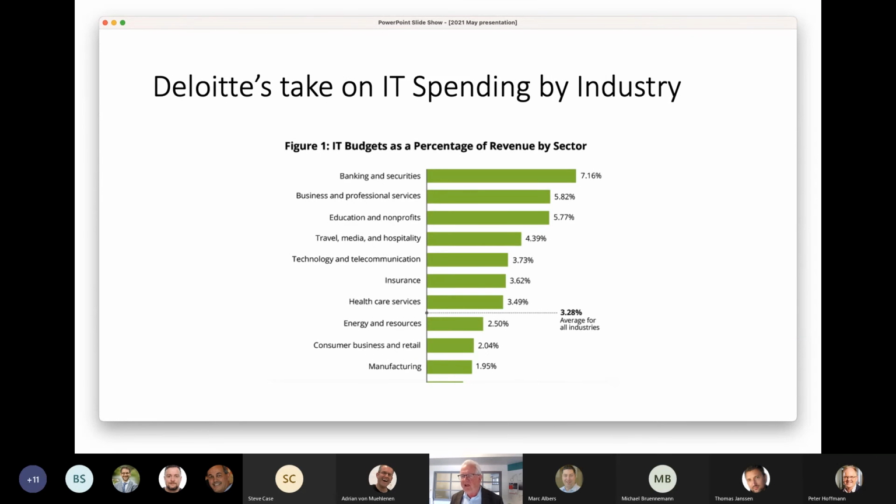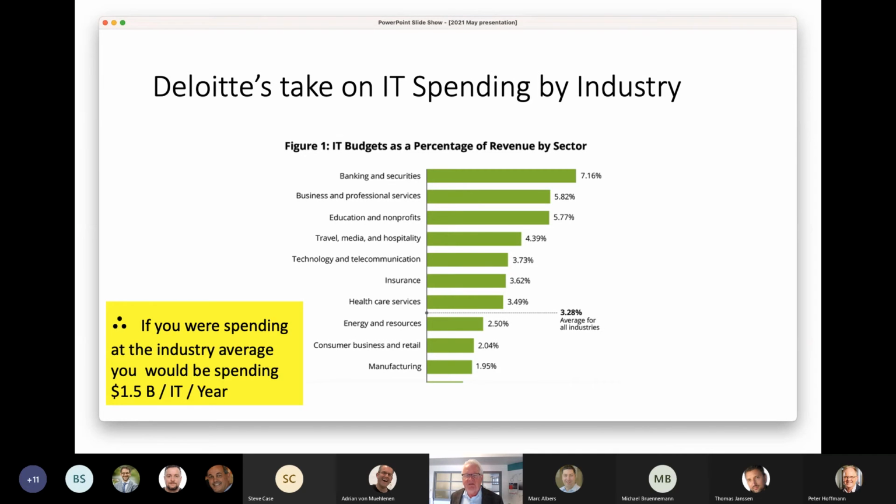Deloitte did a study of different industries, how much they spend on IT. Manufacturing, presumably chemical manufacturing, is down toward the bottom, but even at 2% of revenue, if you took BASF's revenue multiplied by 2%, you would estimate that you're probably spending $1.5 billion or so on IT every year.